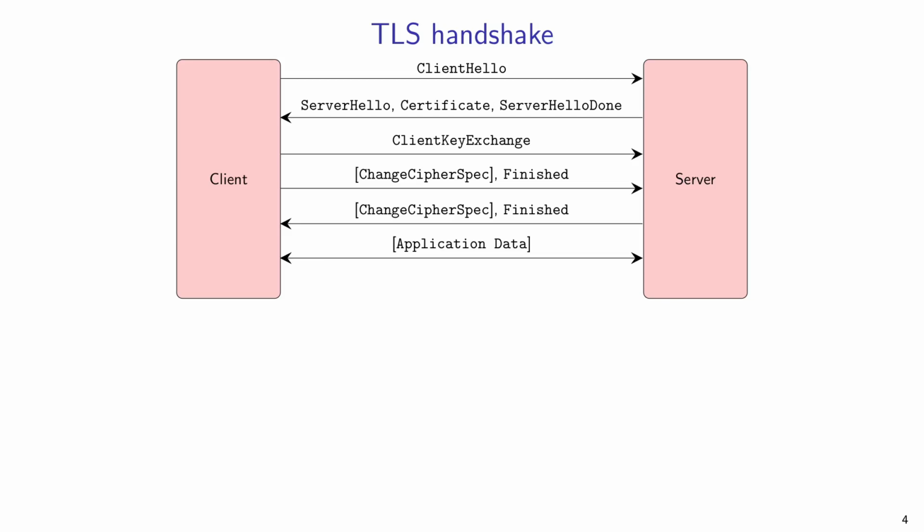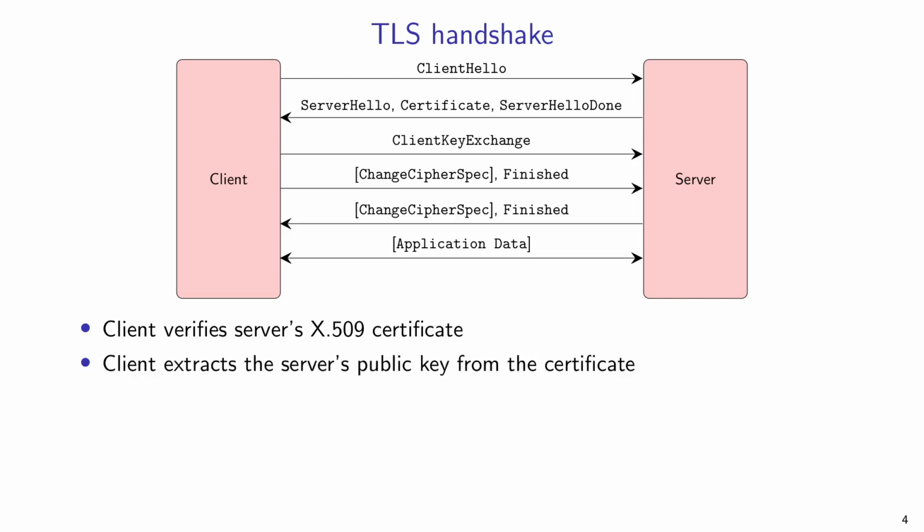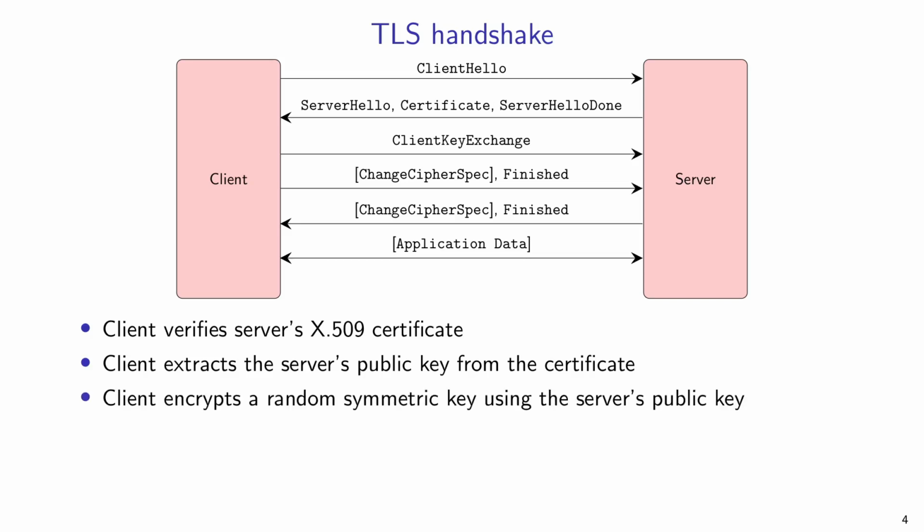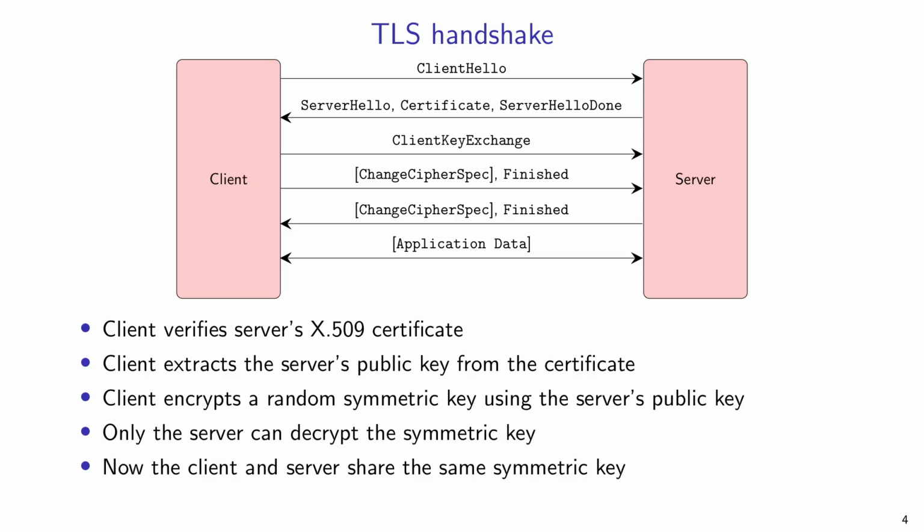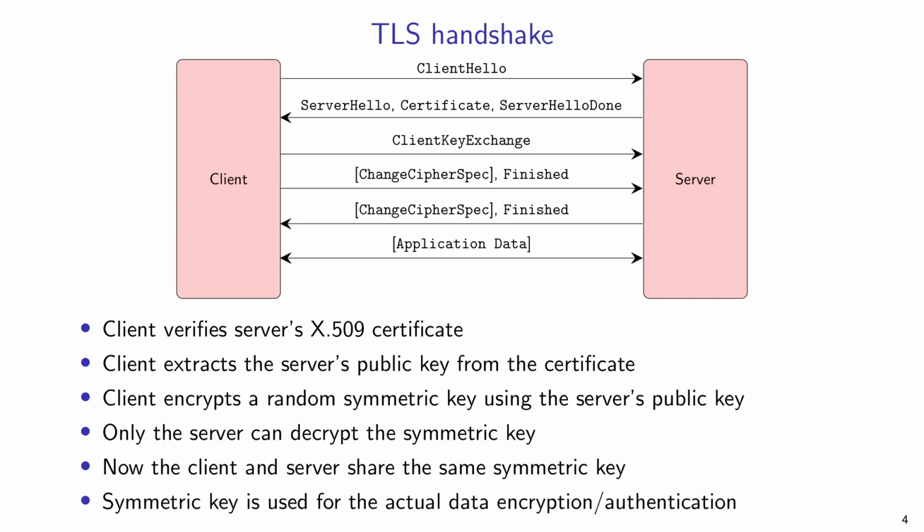Now, to summarize this process, the client verifies the server's X509 certificate, the client extracts the server's public key from the certificate, the client encrypts a random symmetric key using the server's public key. Only the server can decrypt this symmetric key. Now, the client and server share the same symmetric key, and this symmetric key is used for the actual data encryption and authentication. Very good. So this is how the full TLS handshake looks.